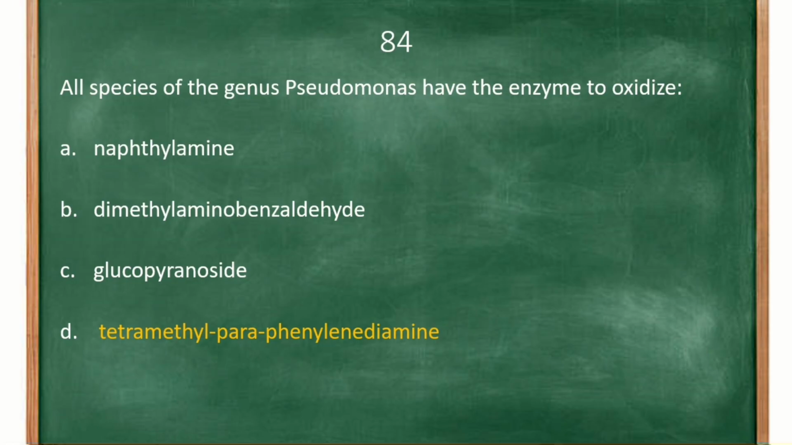So this is basically asking about the oxidase test, which is a key test for identifying Pseudomonas species. The oxidase enzyme reacts with tetramethyl-para-phenylenediamine, resulting in a color change, typically from colorless to purple, indicating a positive result. This reaction is characteristic of Pseudomonas, and it's used to differentiate it from other gram-negative bacteria.